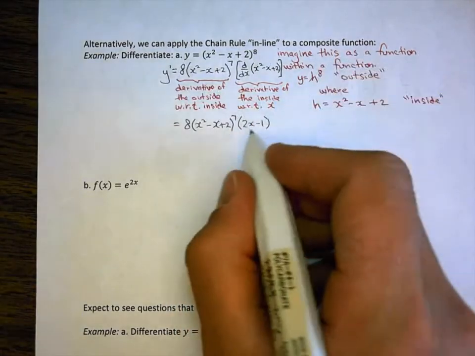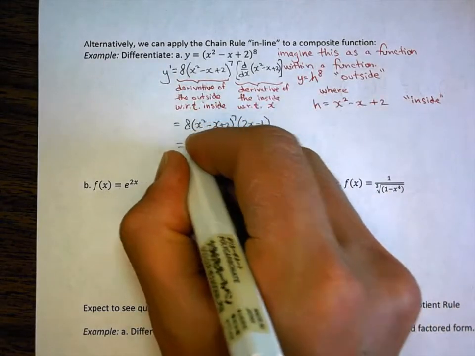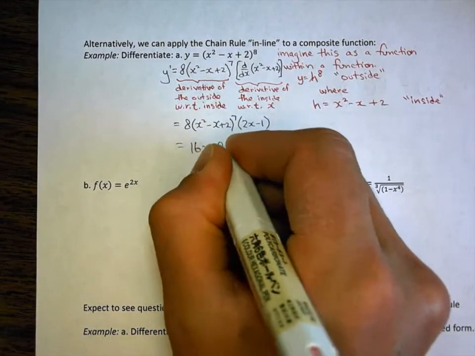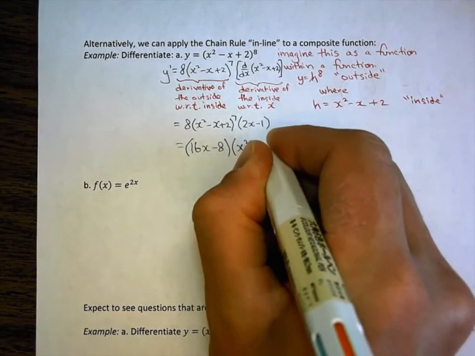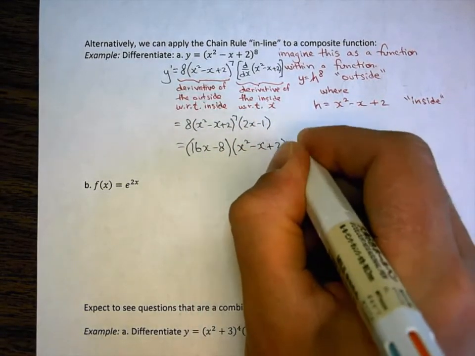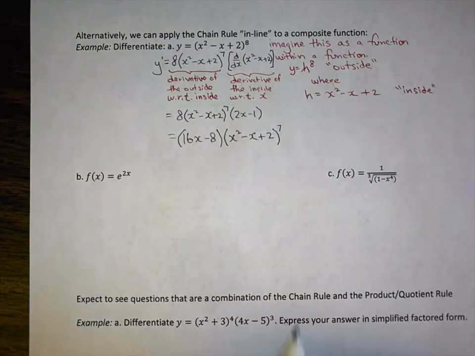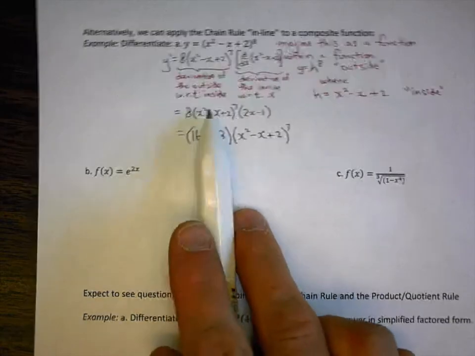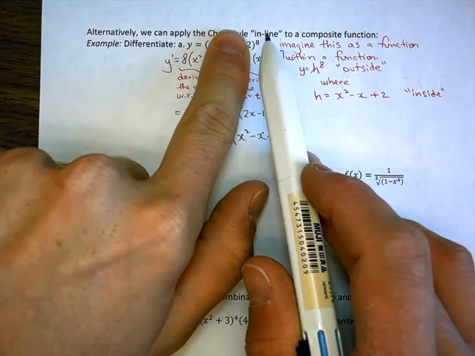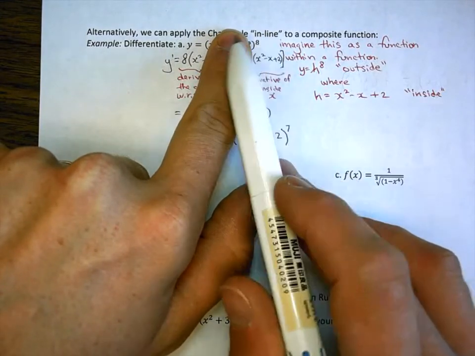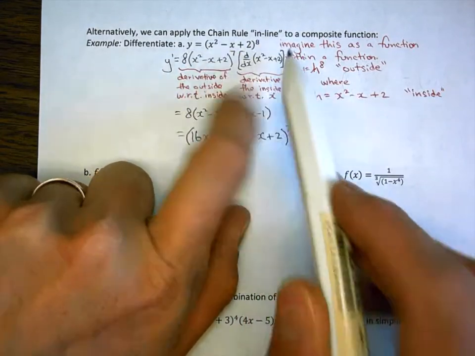So I end up with, okay, I'm not going to touch this, but the 8 can multiply into this. So I end up with 16x minus 8 times x squared minus x plus 2 to the power of 7. And there it is. So that is the chain rule, and it makes our head spin a little bit. Again, the important thing is if you can imagine this as something to the power of 8, then you just take the derivative of something to the power of 8, which is 8 times something to the power of 7, but then don't forget to take the derivative of the inside.